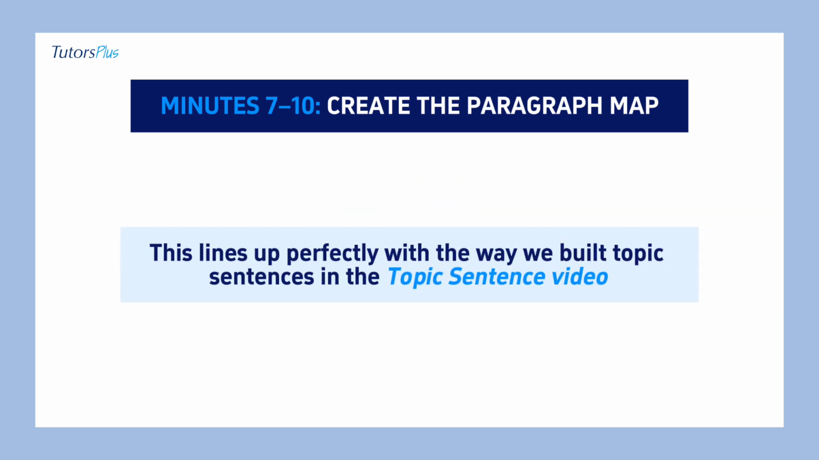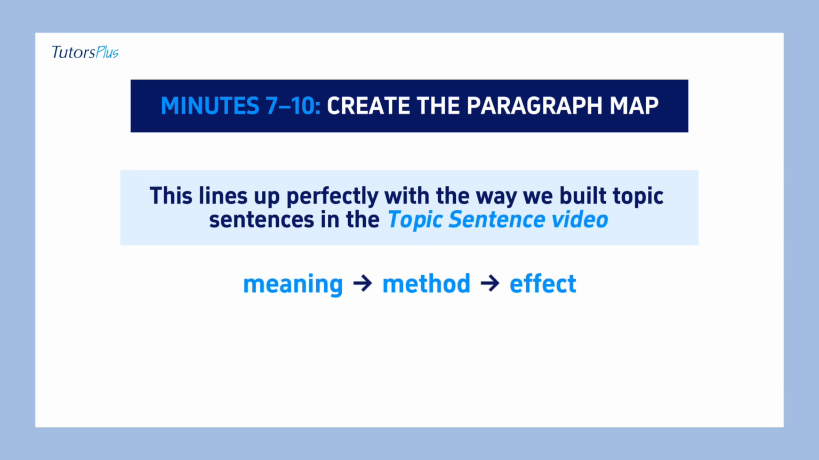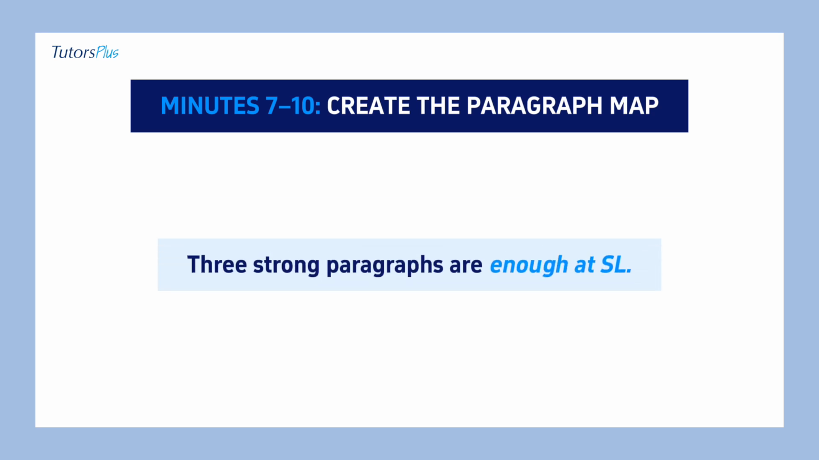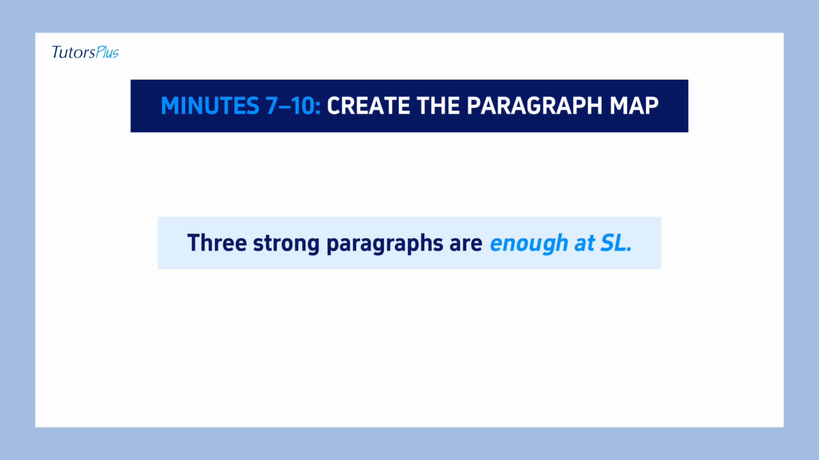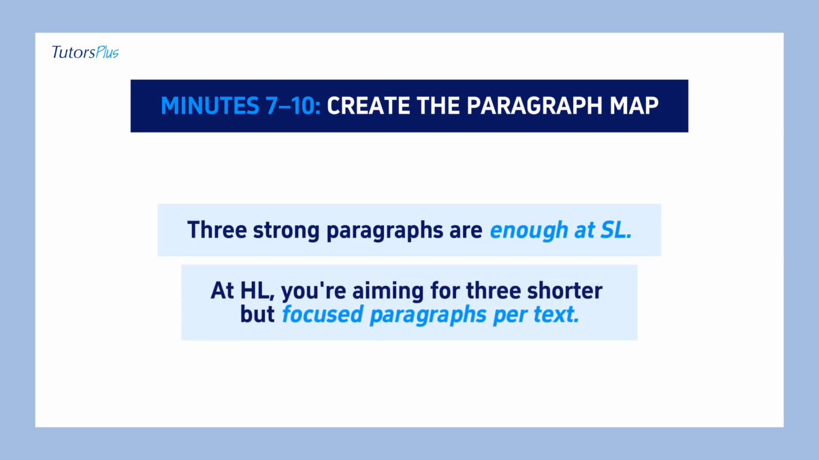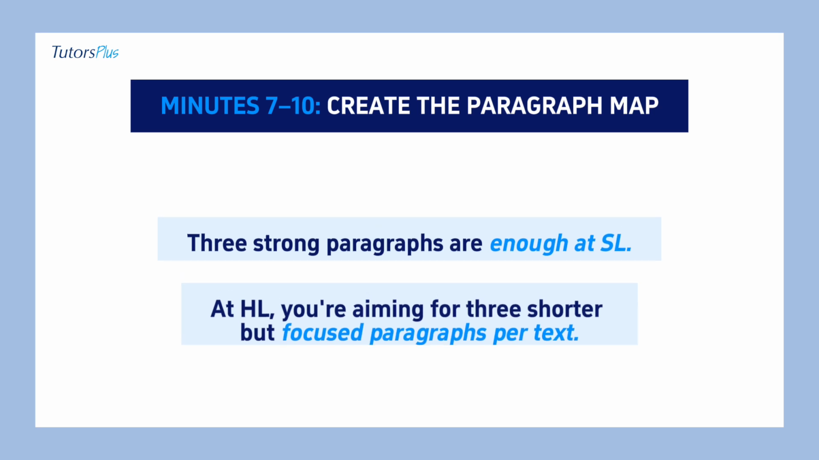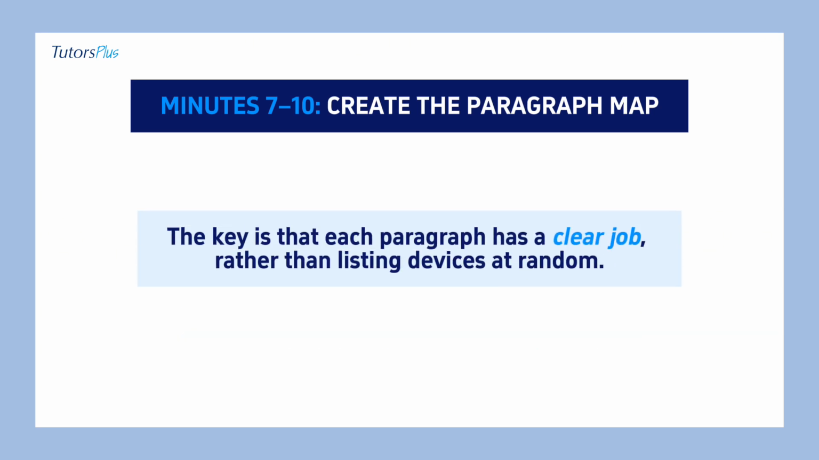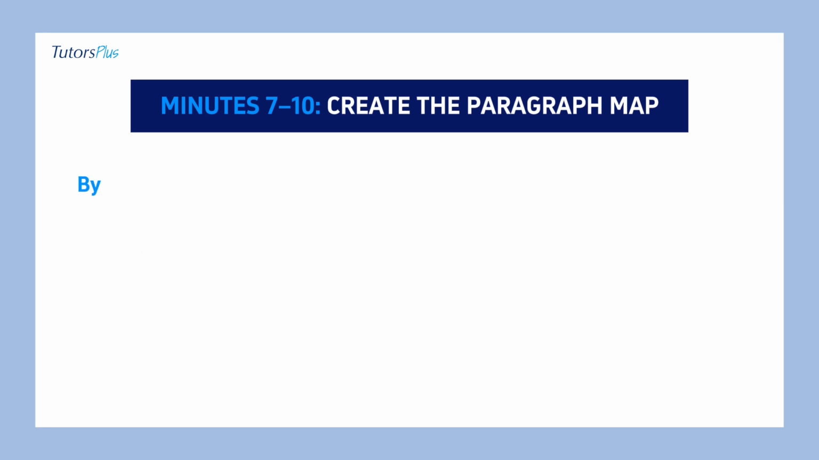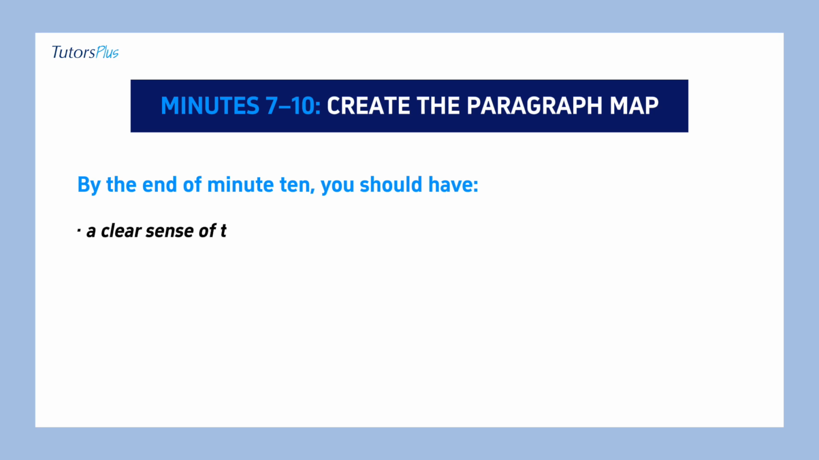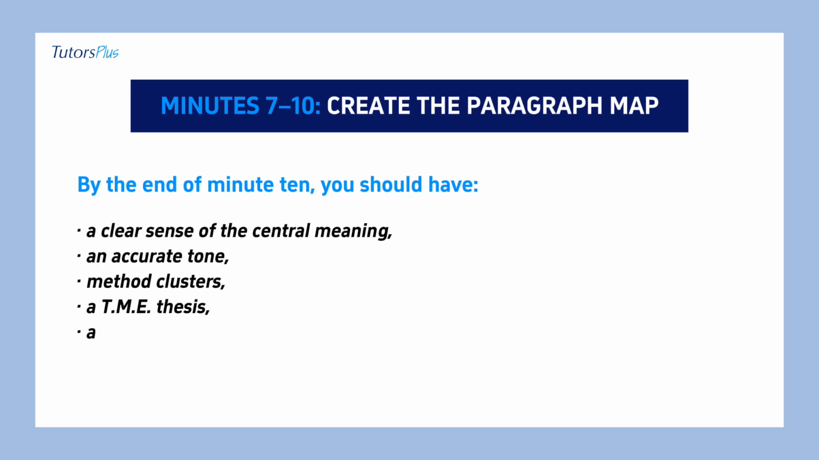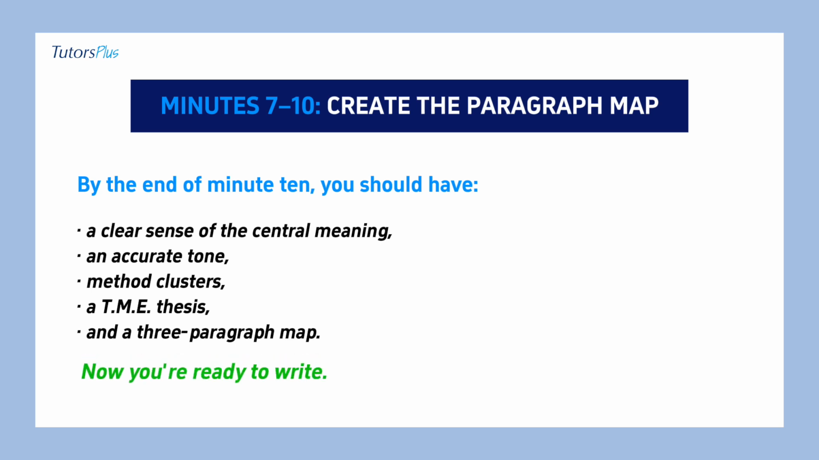And this lines up perfectly with the way that we built topic sentences in our topic sentence video: the meaning, the method, the effect. And 3 strong paragraphs are enough at SL. At HL, you're aiming for 3 possibly shorter but focused paragraphs per text. And the key is that each paragraph has a clear job rather than listing as many devices as you can find at random. And then by the end of minute 10, you should have a clear sense of the central meaning, an accurate tone, your method clusters, a T.M.E thesis, a 3-paragraph map, and you are ready to write.